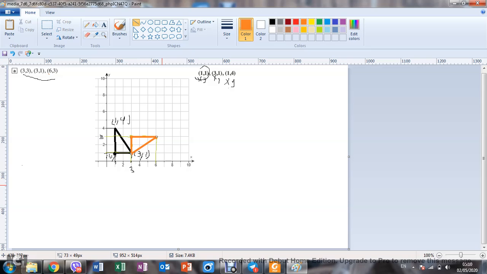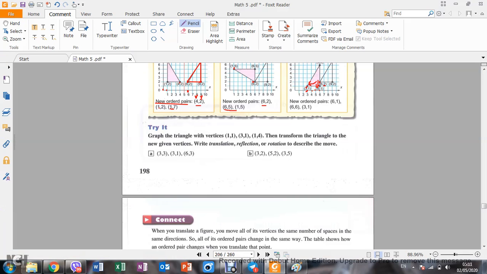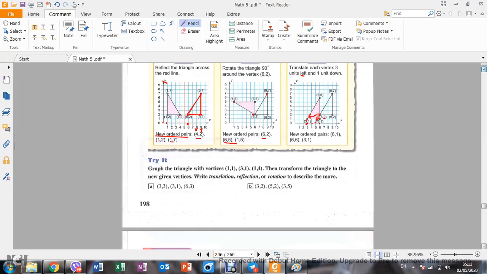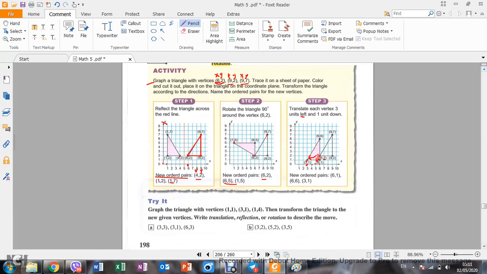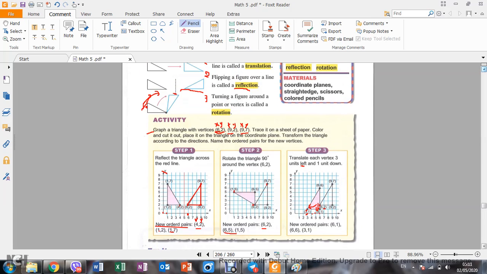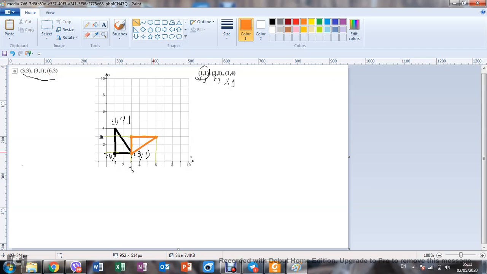Look, so this was a type of transformation. We studied 3 types. Which types of transformation do we have? Look at here, this one. Okay, this is what? Reflection, sorry, rotation. Okay, so again it shows rotation here.